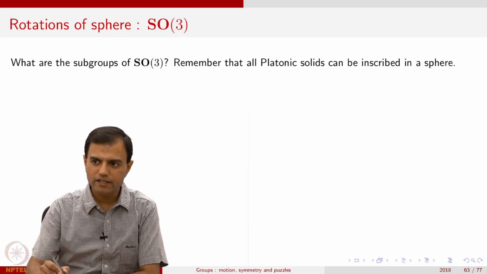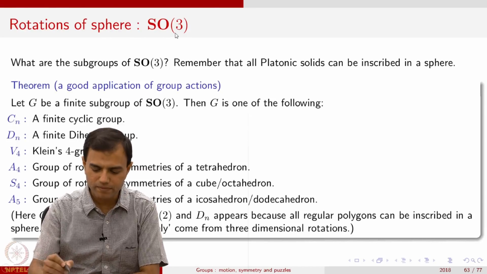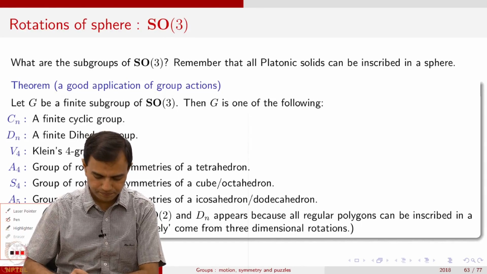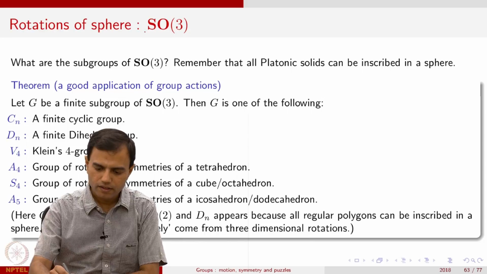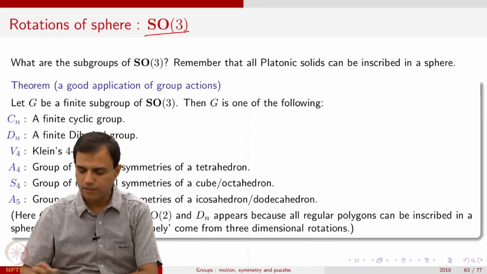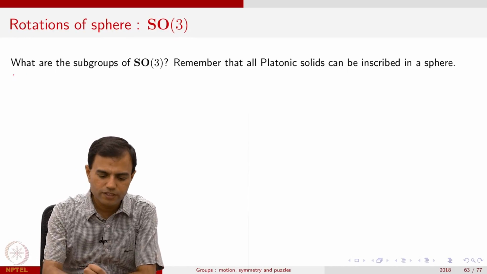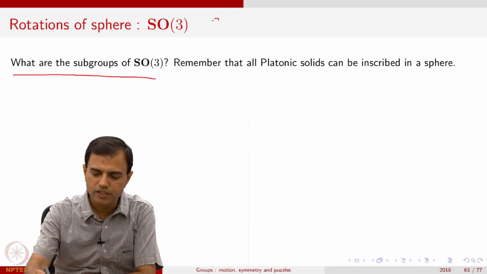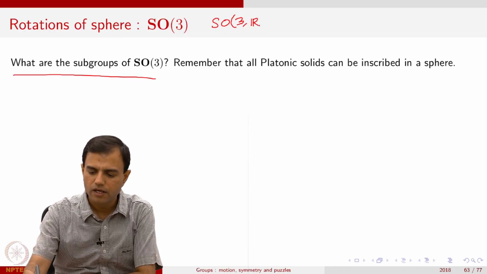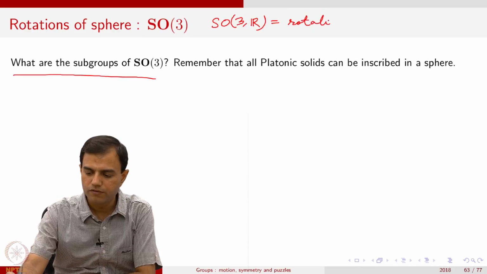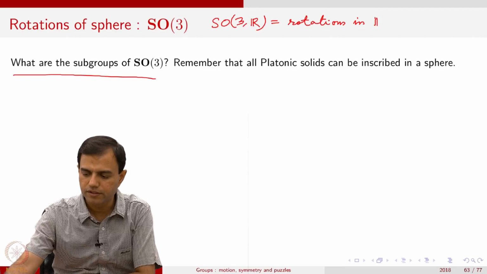I'm back, and I had promised you last time that we shall discuss subgroups of SO3. So what are all subgroups of SO3? When I say SO3, I mean SO3(R), which is also the group of rotations in R3.